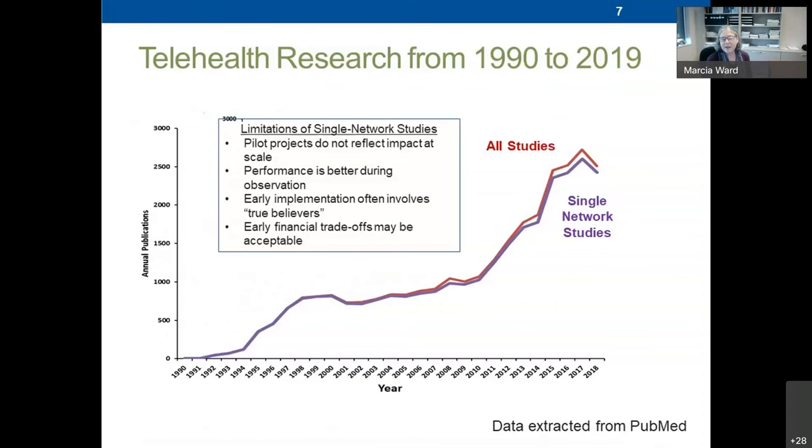So a colleague of mine put the slide together a couple years ago, looking across all of telehealth and pointing to most of the studies, as previous speakers have said, being single network, single site studies. And there's some potential for bias in those. Whether they're generalizable to other settings is obviously the biggest question. Very few studies that actually had multiple networks involved.